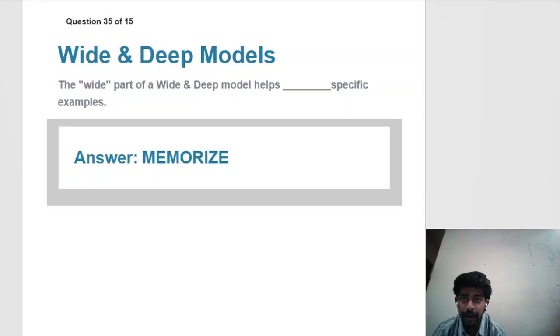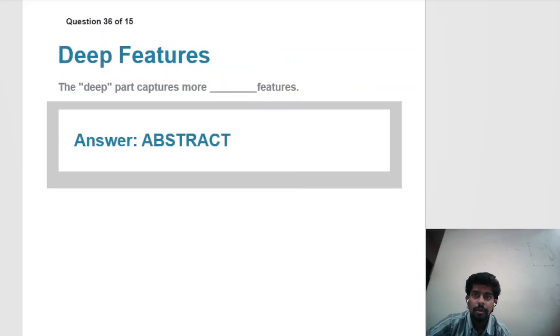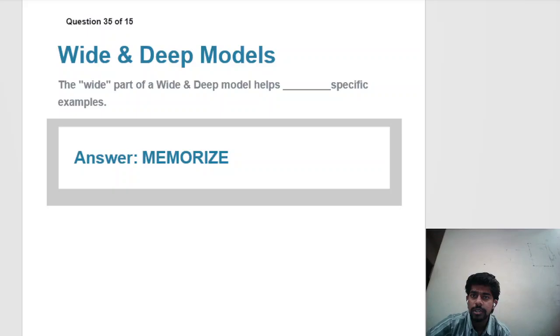The question is the wide part of which is about wide and deep models. Let's look at the question. The answer here is memorize. Wide and deep learning combines two different network designs to leverage their strengths.